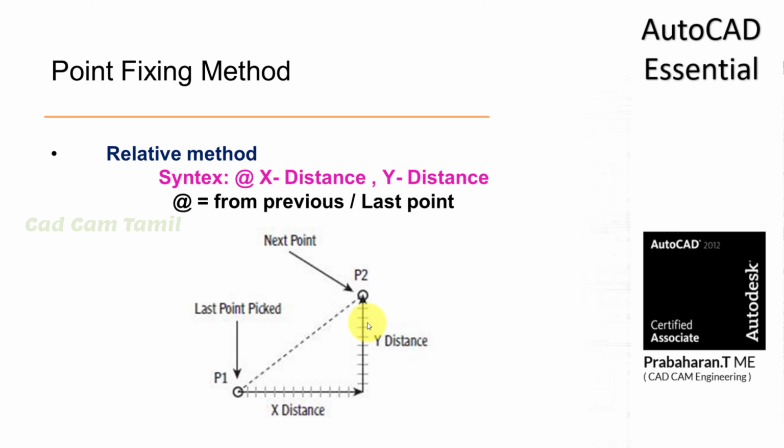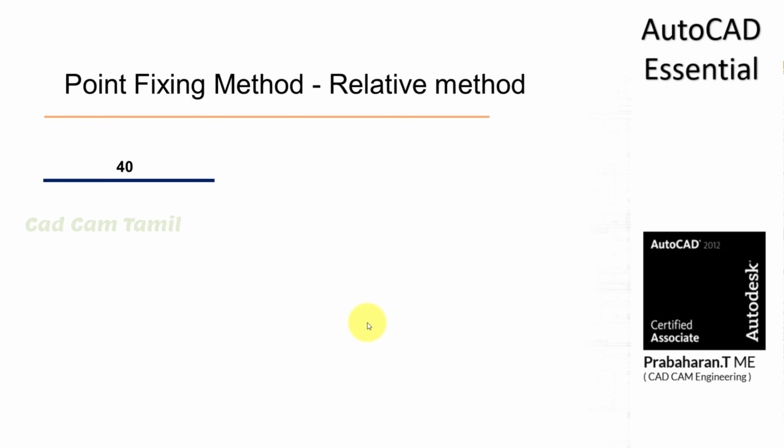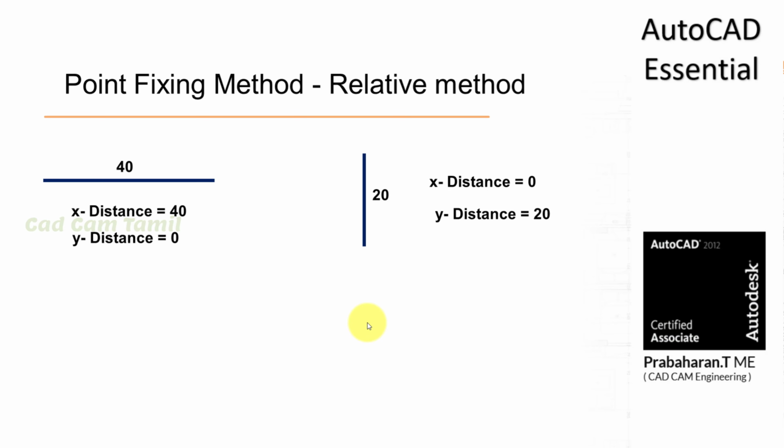Now we are going to discuss in detail what this x distance and y distance are. Let us take an example of a horizontal line having 40 mm length. What is the x distance of this line and the y distance? By seeing the line itself, we can say it is exactly horizontal, so x distance will be 40, y distance will be 0. Similarly, if you take a vertical line of some distance, around 20, the x distance of this line will be 0 and the y distance will be 20.